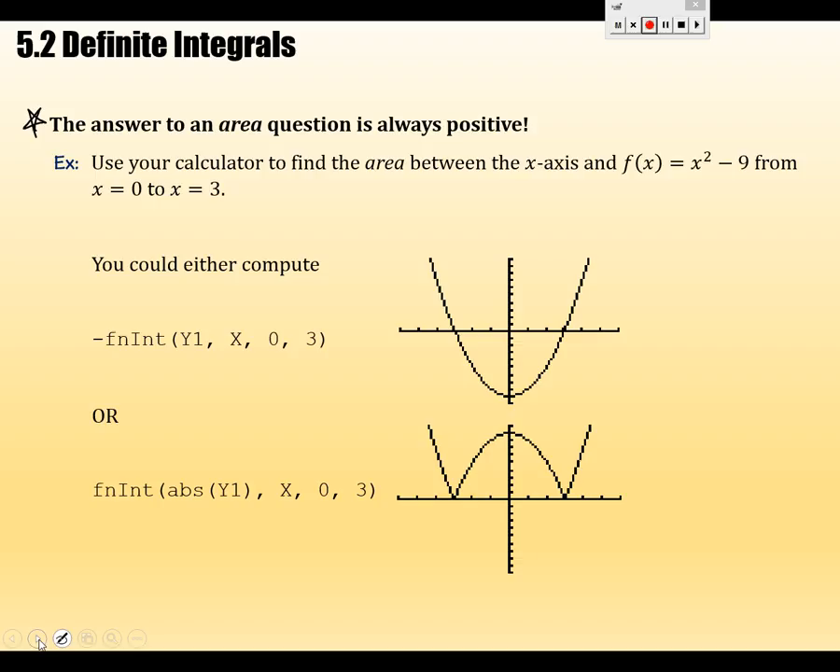This is the picture of the absolute value of y1. If you graph it on your calculator, you can graph the absolute value of a function on your calculator. Abs is also on the math menu. You can find that.